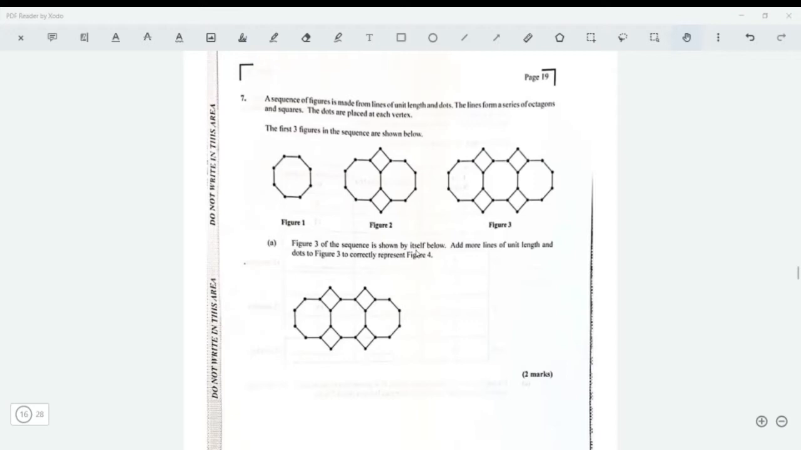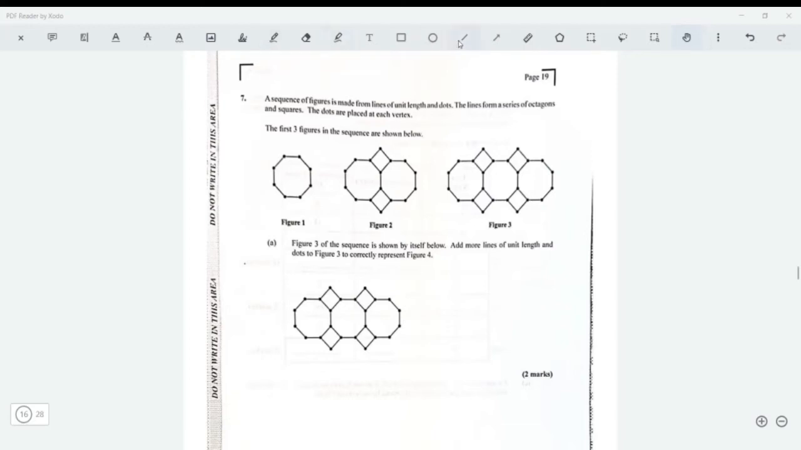Figure 3 of the sequence is shown by itself below. Add more lines of unit length and dots to figure 3 to correctly represent figure 4. Let's go ahead and correctly represent figure 4. As we can see from figure 1, we add another octagon and 2 weird looking shapes. Maybe a kite, we can't necessarily say a kite, but yeah. So we're just going to add 2 of those shapes and an octagon.